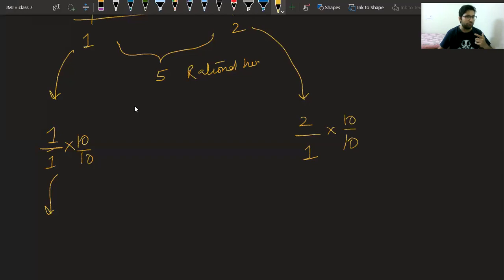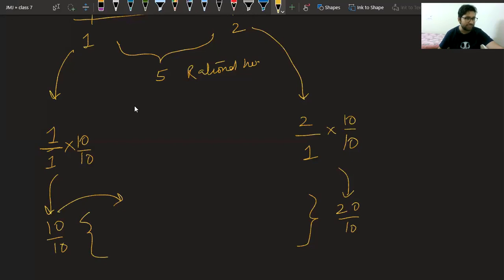What will be the new equivalent fraction of 1? It will be 10 upon 10, very good. And what will be the fraction for 2 upon 1? It will be 20 upon 10. Now can we find easily 5 numbers between them? The next number after 10 by 10 is 11 by 10.